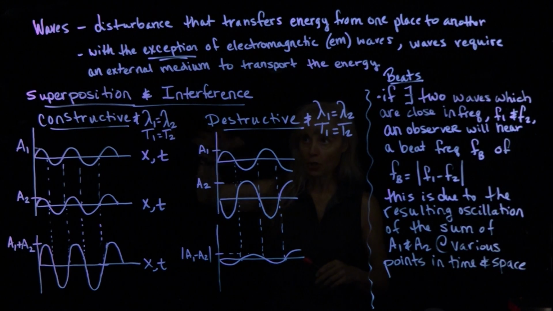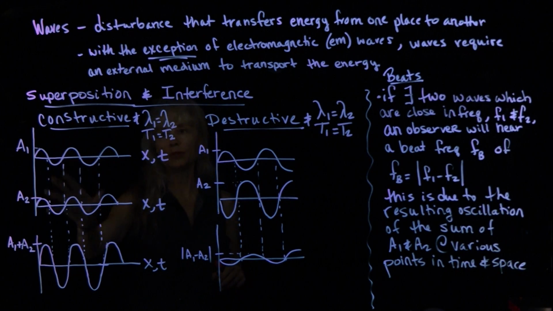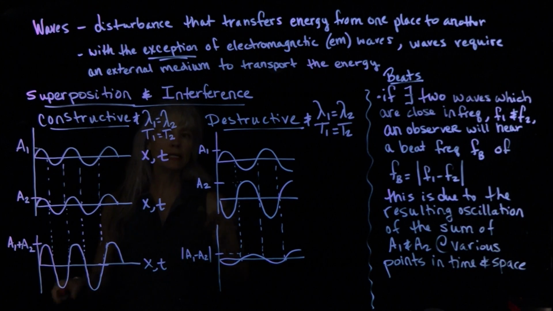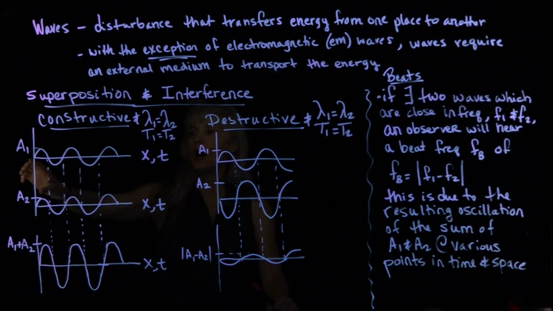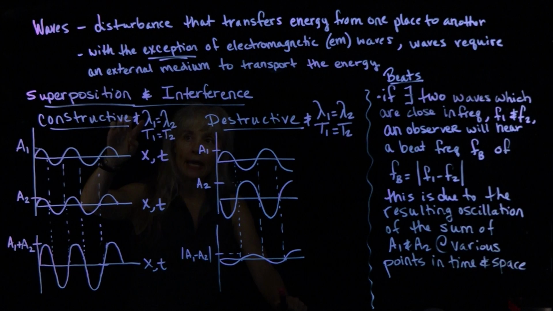So, in this video we want to focus in on superposition and interference. And I've drawn a couple different scenarios. One is constructive interference, and another one is destructive interference. So I've got two waves here for the constructive interference, wave 1 and wave 2. And I've noted here that the wavelengths of 1 and 2 are the same, and also the periods are the same.